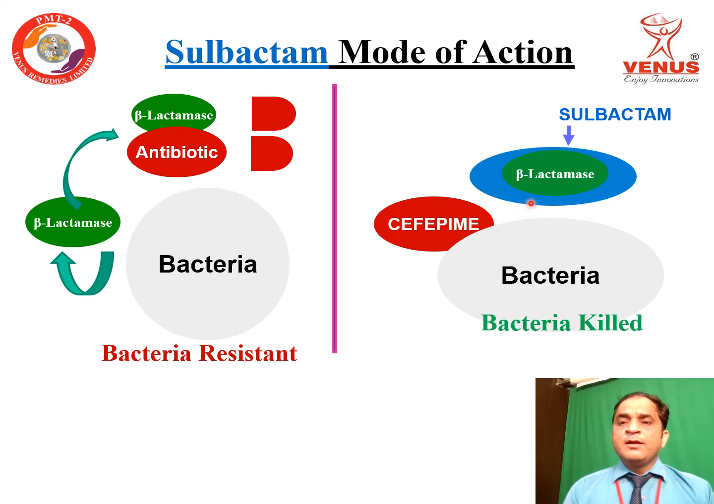So here again I am repeating, sulbactam inhibits beta lactamase enzyme, and by inhibiting this beta lactamase enzyme, sulbactam provides safety to the cefepime, so that this cefepime again can kill the bacteria. So that is the mode of action of sulbactam.